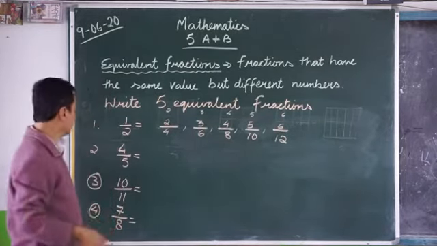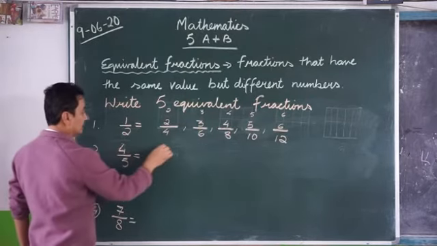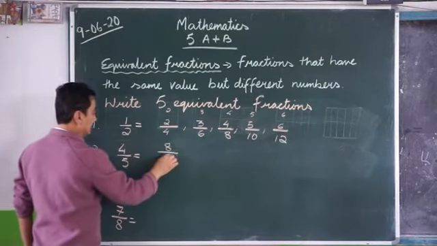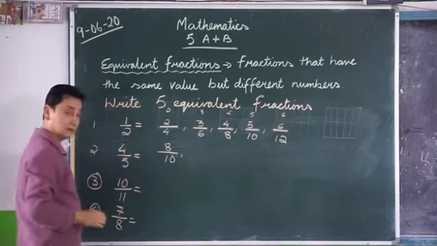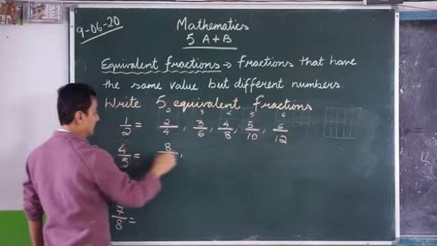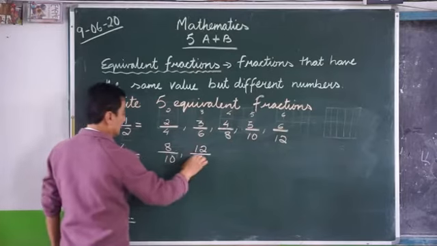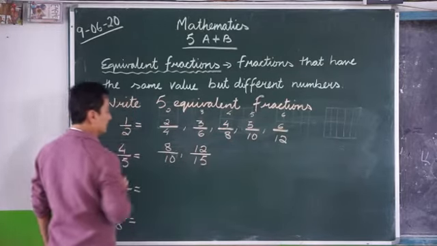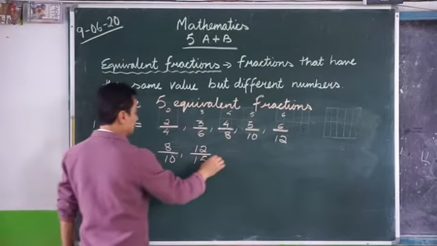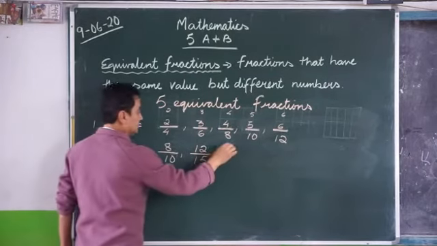Is that clear? So 2 fours are 8. 2 fives are 10. Okay? Let's look now with 3. 3 fours are 12. 3 fives are 15. Okay? Let's do the next one. With which number? 4. 4 fours are 16.